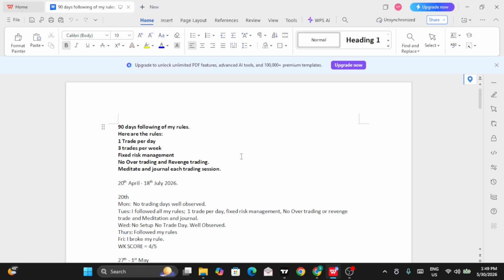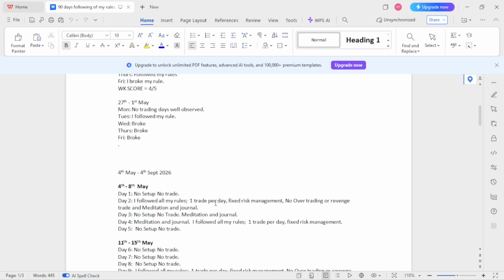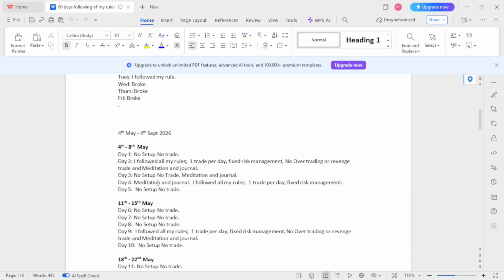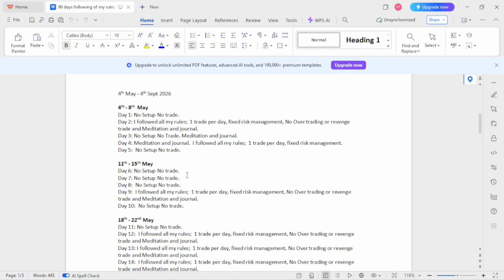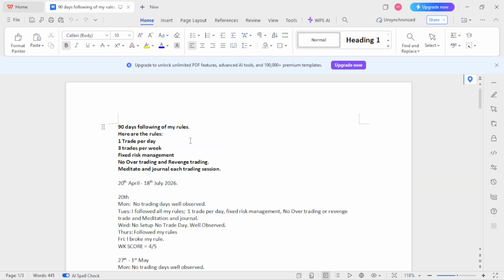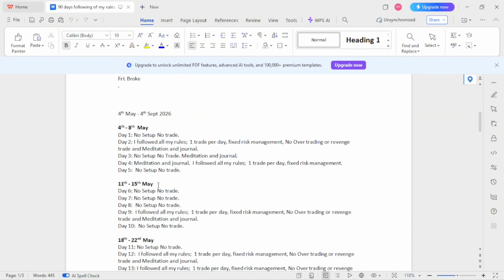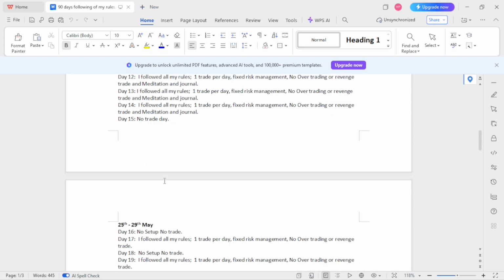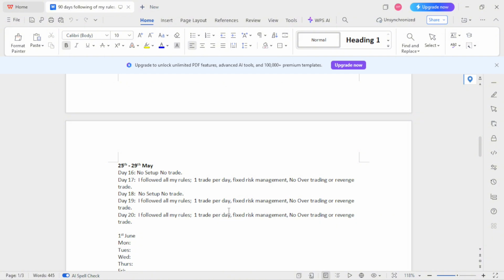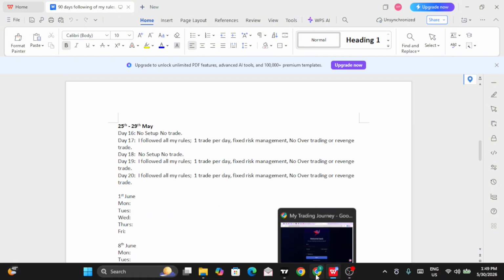As you can see, I started a 90 days challenge where I follow my rules. Throughout the month of May, I followed my rules and I'm super proud of myself, regardless of the outcome. What really mattered is that I was consistent with everything. My rules say one trade per day, three trades per week, risk management, no overtrading and no event trading. As you can see, I followed each rule, so I didn't break my rules. And I'm not gonna lie, this month is a win month for me.